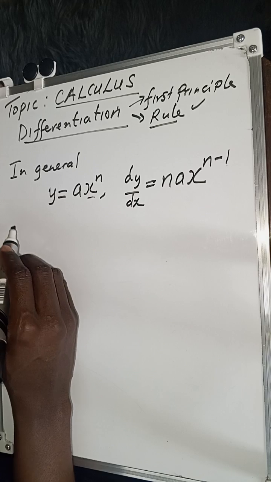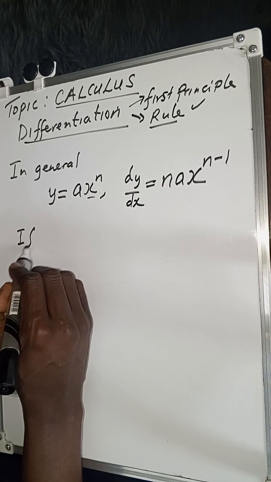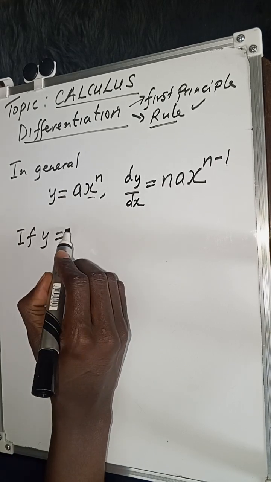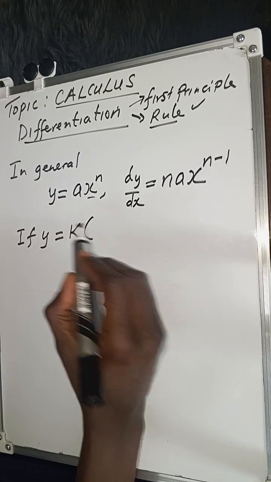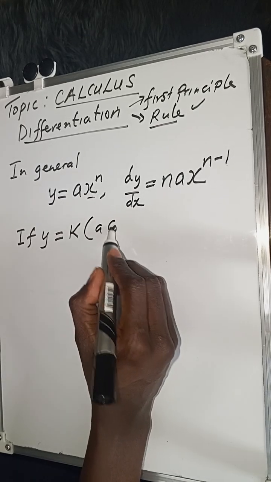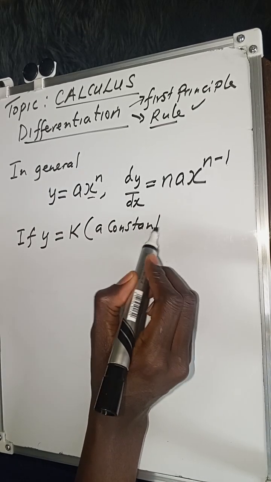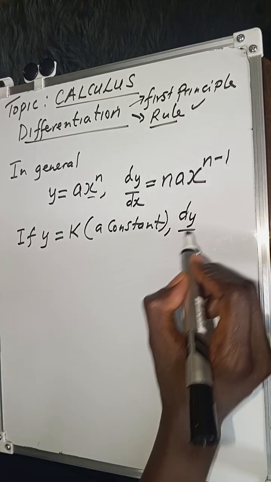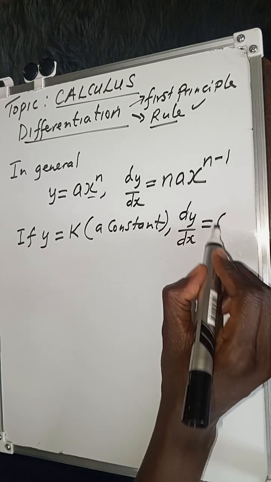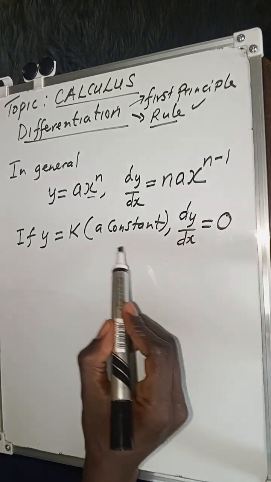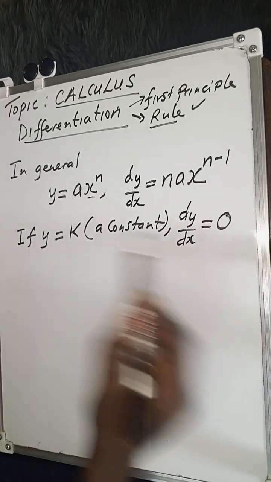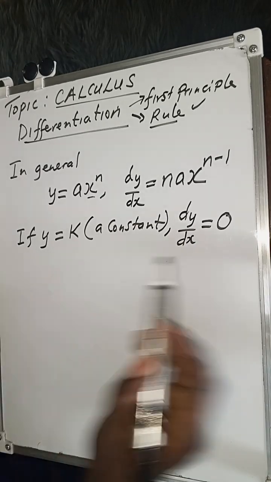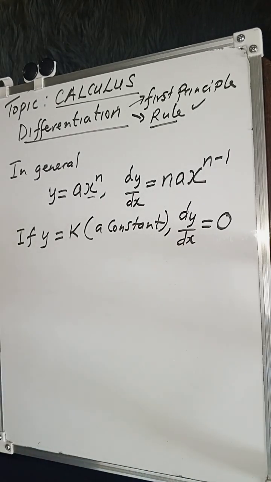Then another concept that you need to remember, if you have the function y is equal to k, where we mean that k is simply a constant, any number that you have. So for any constant, the derivative dy over dx is always 0. So you need to remember that for any constant, if you are to find dy over dx, it is always going to give you a 0.